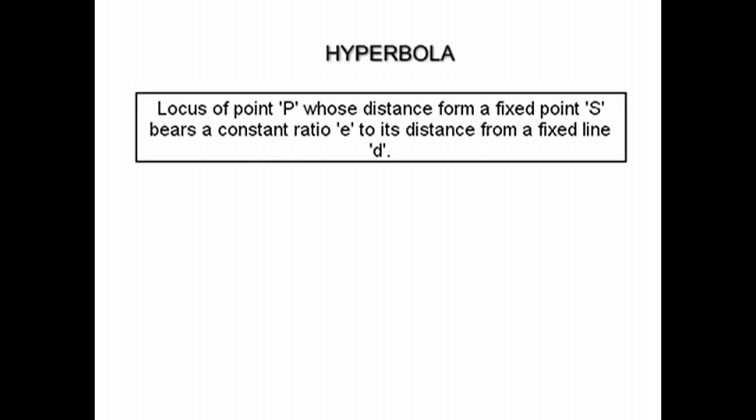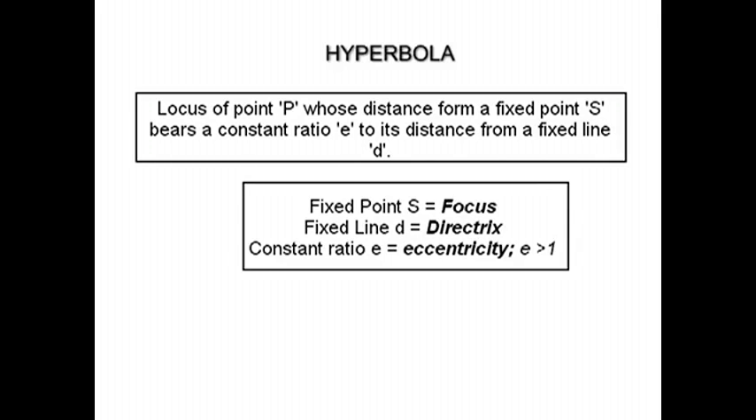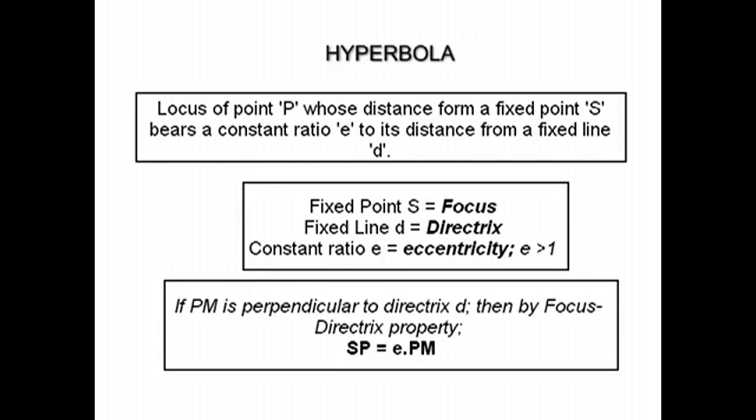Hyperbola. Hyperbola is the locus of a point P whose distance from a fixed point S bears a constant ratio E to its distance from the fixed line D. The fixed point S is called focus, the fixed line D is called the directrix, and the constant ratio E is called eccentricity of the hyperbola, where E greater than 1. If PM is perpendicular to the directrix D, then focus directrix property is SP equal to E PM.